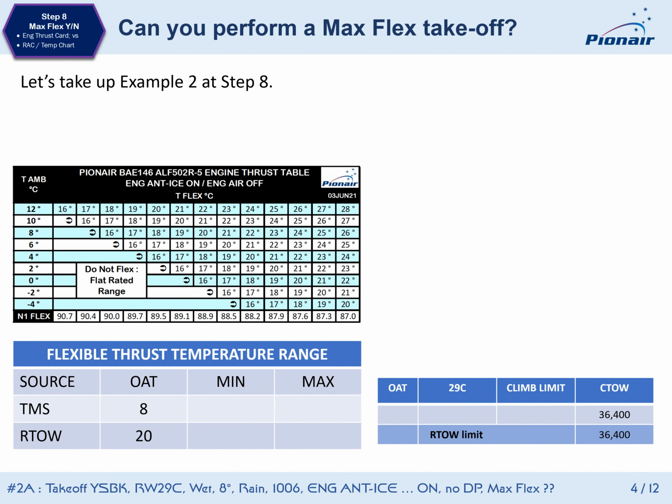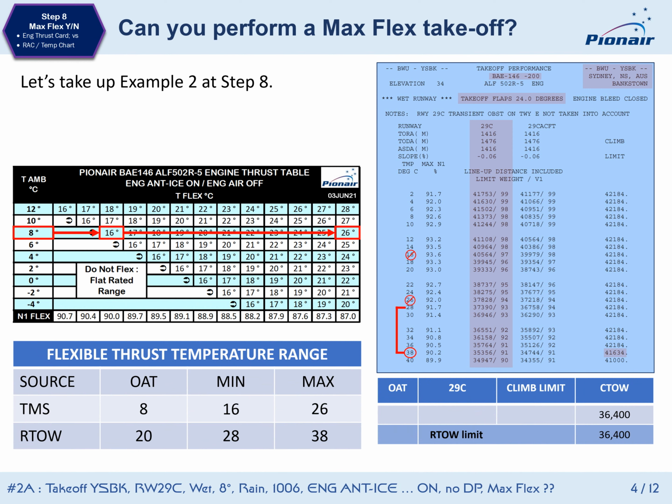And here we are back at step 8 with the engine thrust table. With our increased CTOW, can we use maximum flex? So firstly, here is our flexible range from 16 to 26 degrees. Remembering that this blue engine thrust table is for engine anti-ice on, so these temperatures are correct, but do not account for the performance required for takeoff. However, to take these temperatures into the rack manual with engine anti-ice on, we need to add 12 degrees to them. That makes our potential flex range 28 through to 38 degrees as far as the rack manual is concerned.